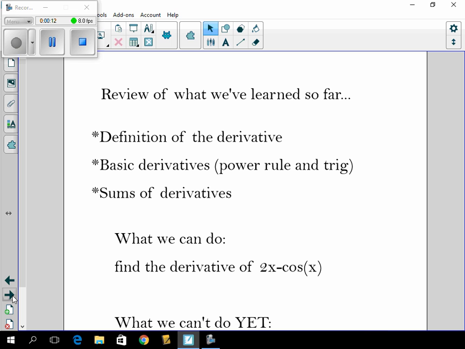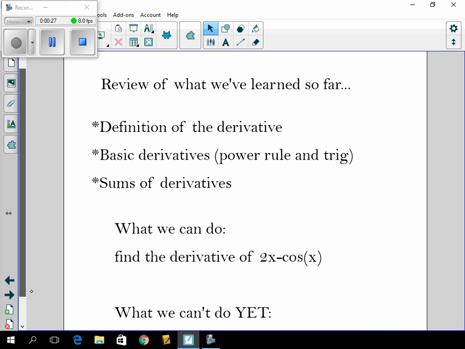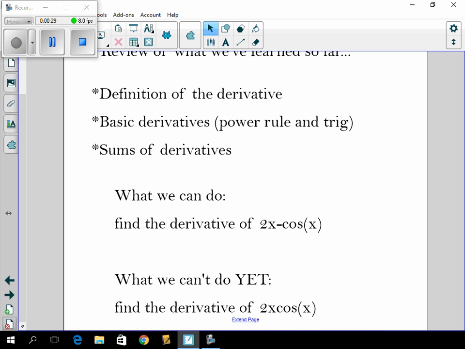So first thing is we need to review what we've learned so far. We've learned how to take the definition of the derivative. We've learned how to take basic derivatives using the power rule and special trig functions. And we've learned how to take the derivative of sums of functions. So for example, we can take the derivative of 2x minus cosine of x. However, what we can't do yet is find the derivative of 2x times cosine x.